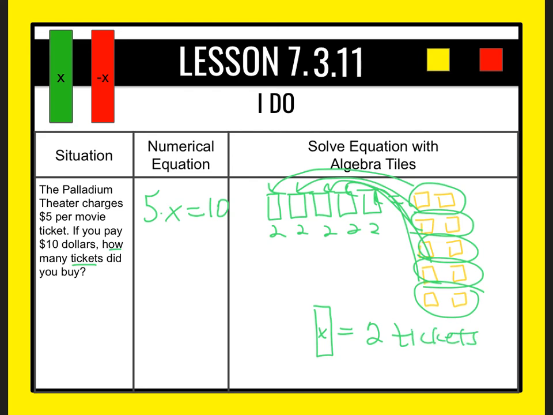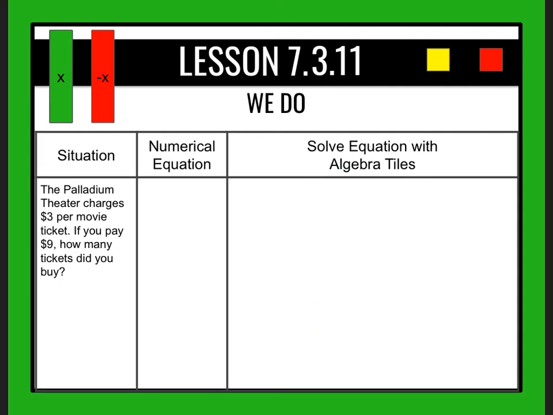So 5 times x equals 10. I can divide by 5 on both sides, and that's going to let me know that I bought 2 tickets when I divide that. Okay, go ahead and look at the next problem. So the Palladium charges $3 for a movie ticket. So there's my $3 for every movie ticket, and we paid $9. So how many tickets were we actually able to buy?